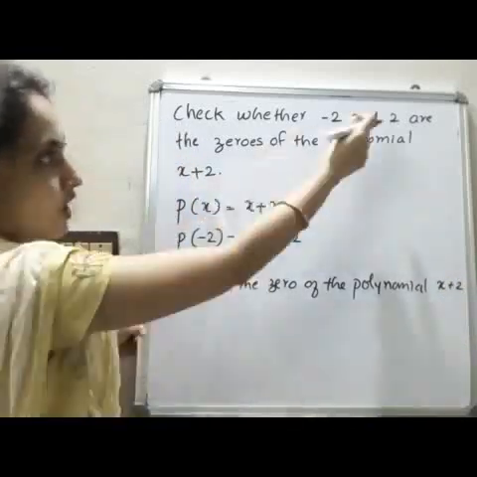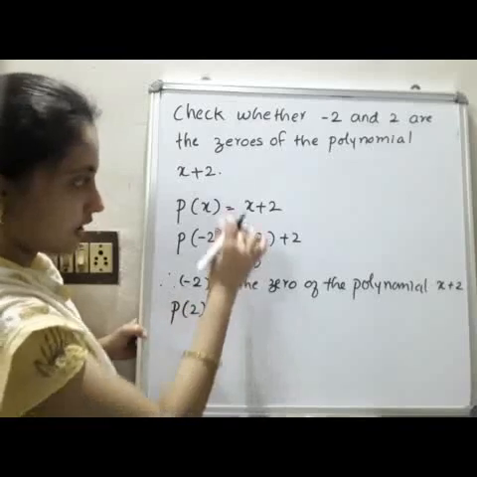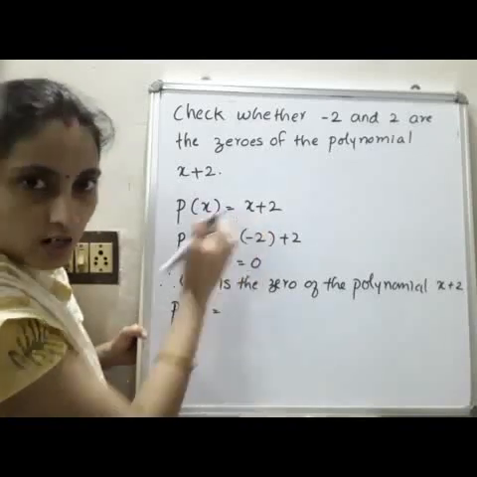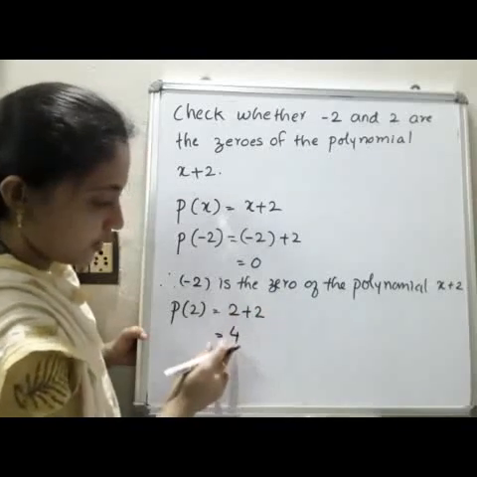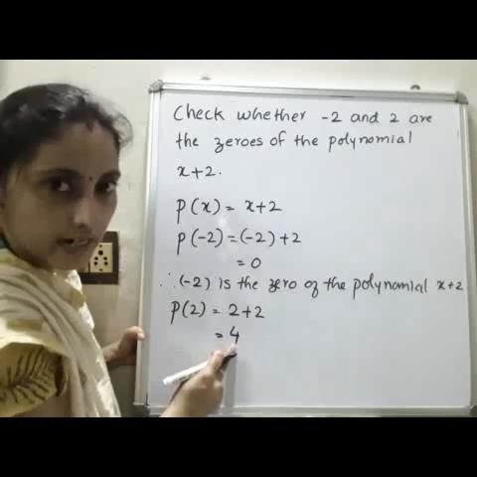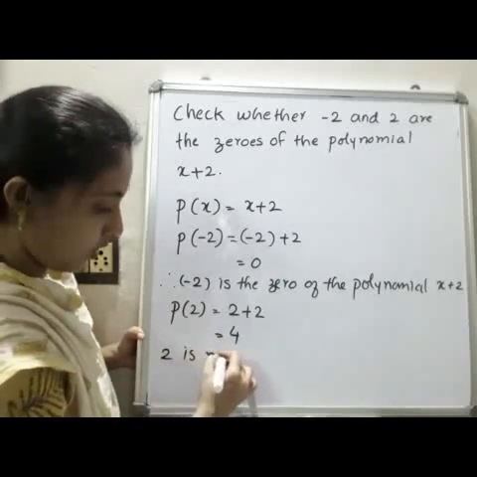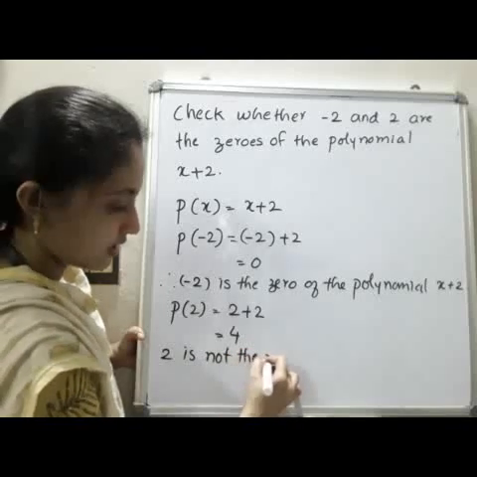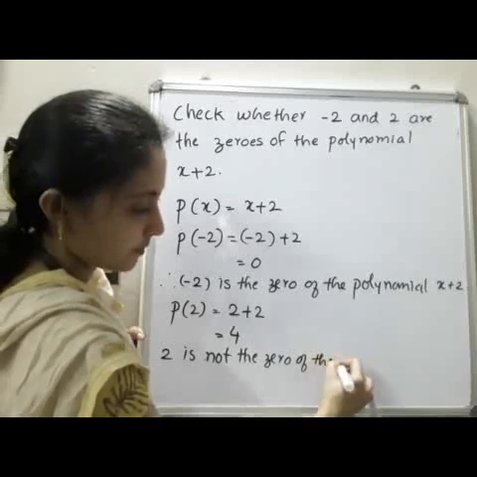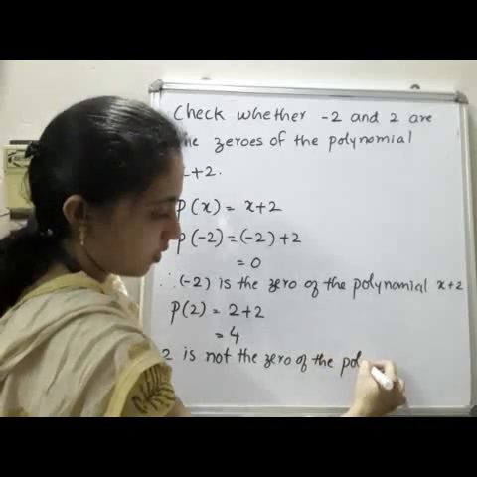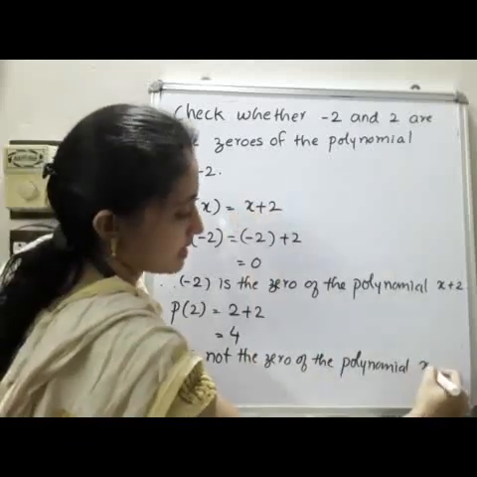Okay. Next, what do you have to find? That is p of 2. P of 2 is equal to what? Replacing x by 2, so 2 plus 2. That is equal to 4. Did you get the answer as 0? No. So what can you conclude? Yes, 2 is not the 0 of the polynomial. Which polynomial? x plus 2.